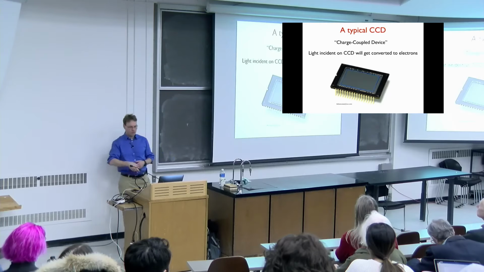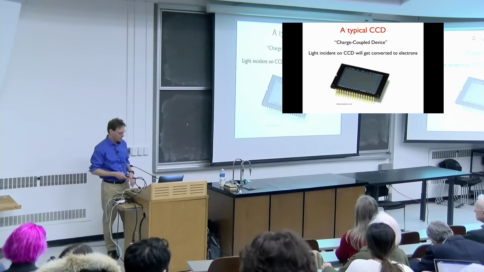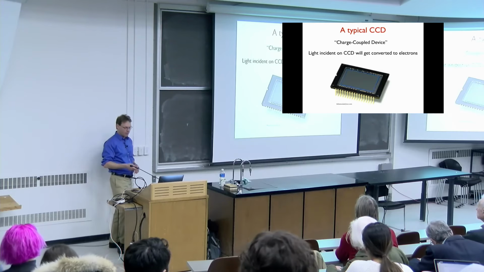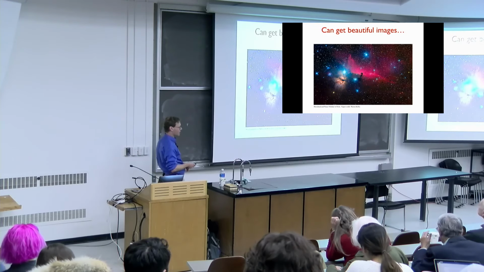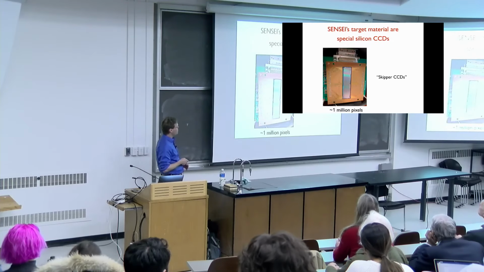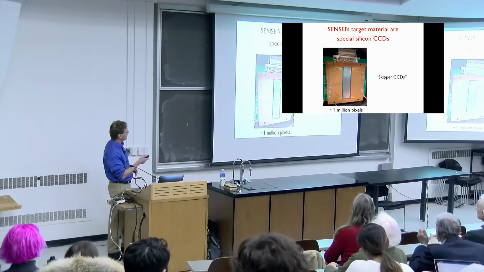And CCDs are used all over the place. I'm sure there are experts in the audience who know much more about all the uses of CCDs. The astronomy friends make us jealous because they use these to create beautiful pictures. They get used in astronomy all over the place. But we want to use them to look for dark matter. So SENSEI's target materials are special silicon CCDs.